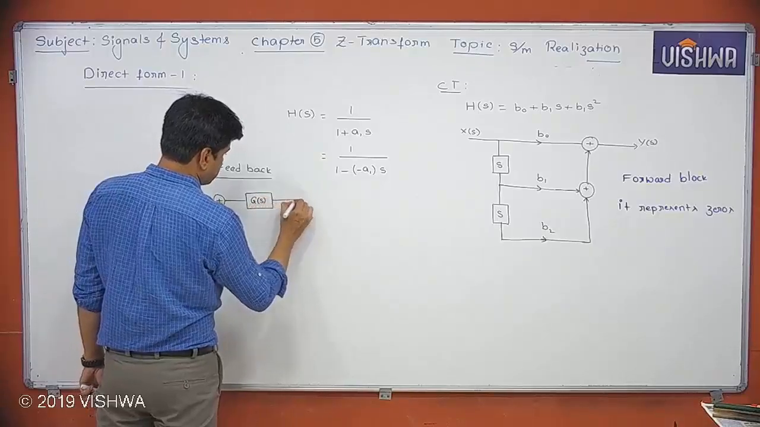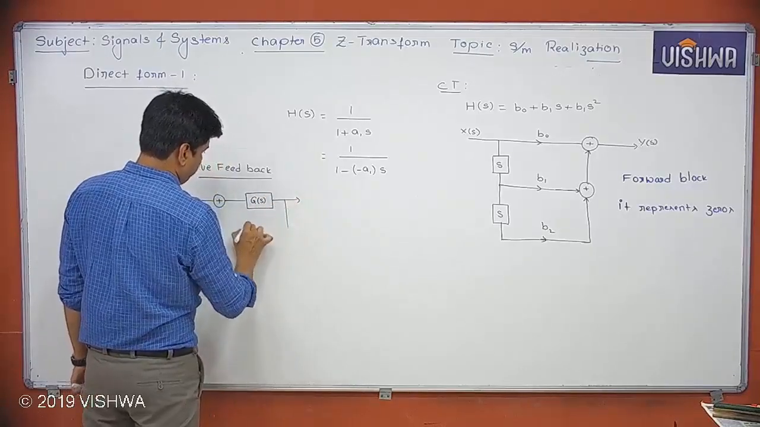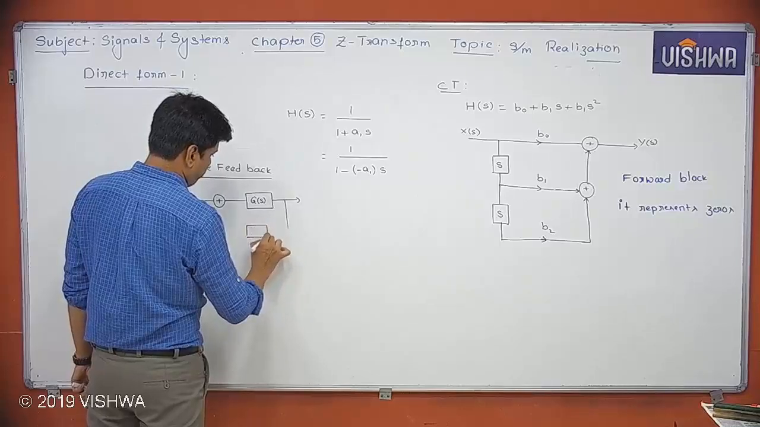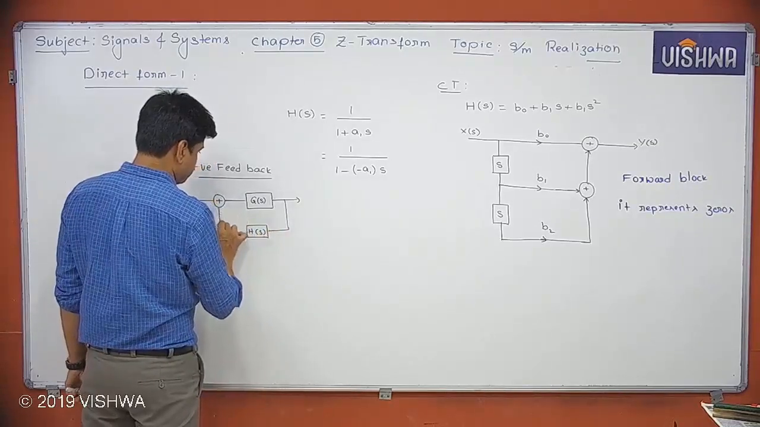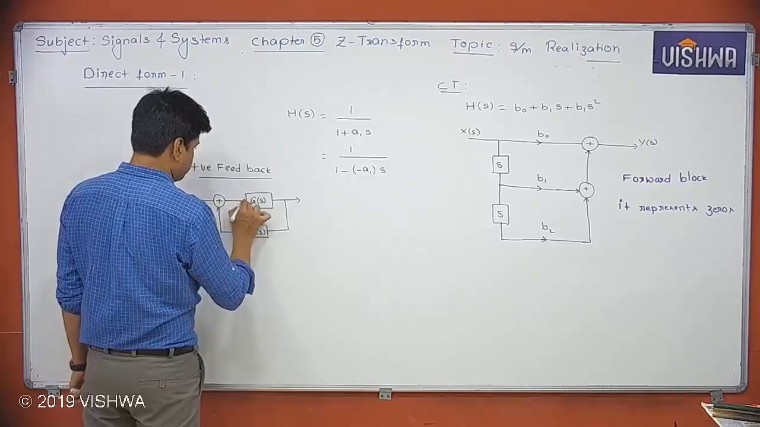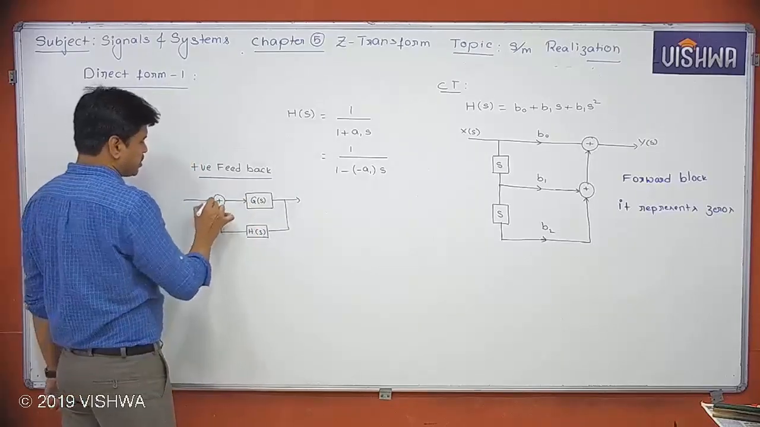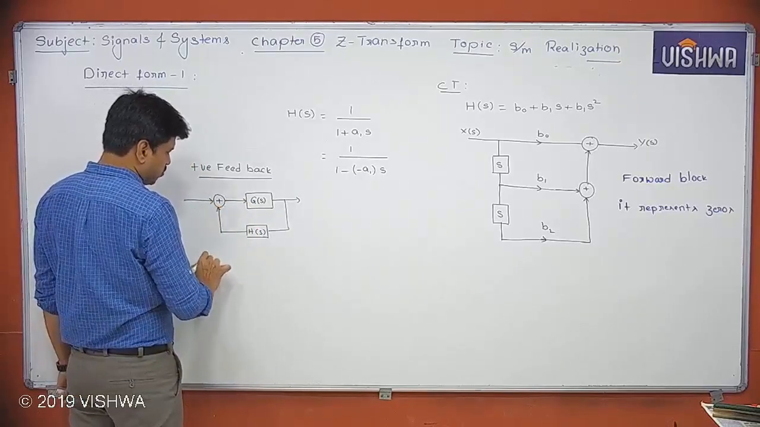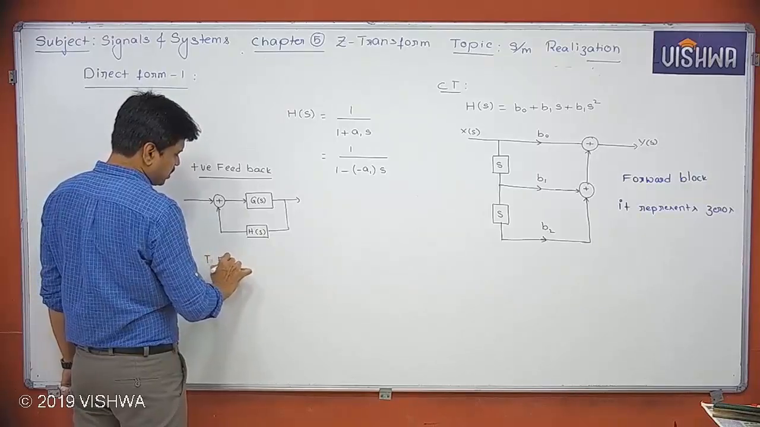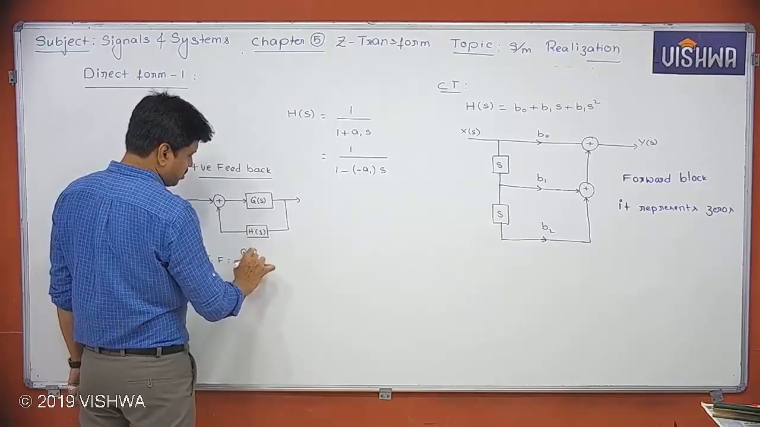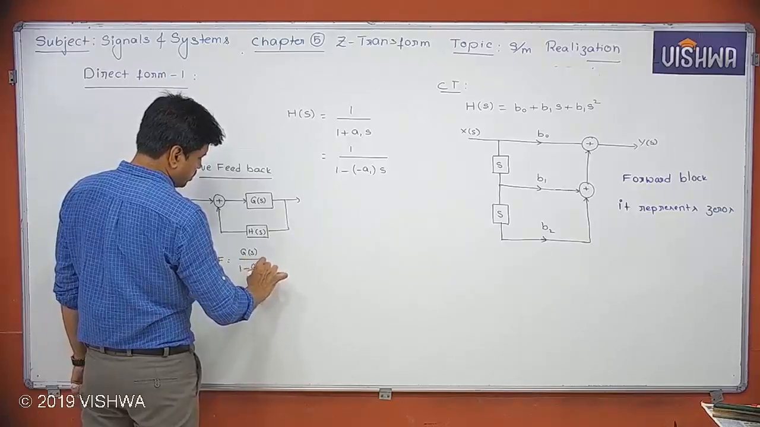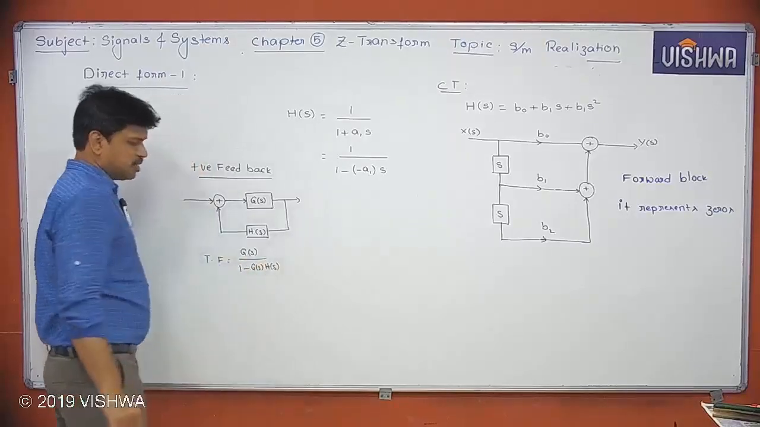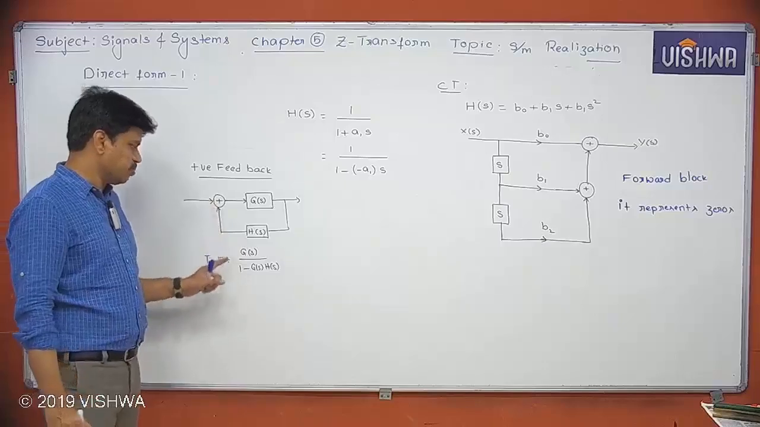G of s, h of s. This is a positive feedback system. For this, what is the transfer function? Transfer function is nothing but g of s by 1 minus g of s into h of s. This is the transfer function we are going to get if it is a positive feedback.